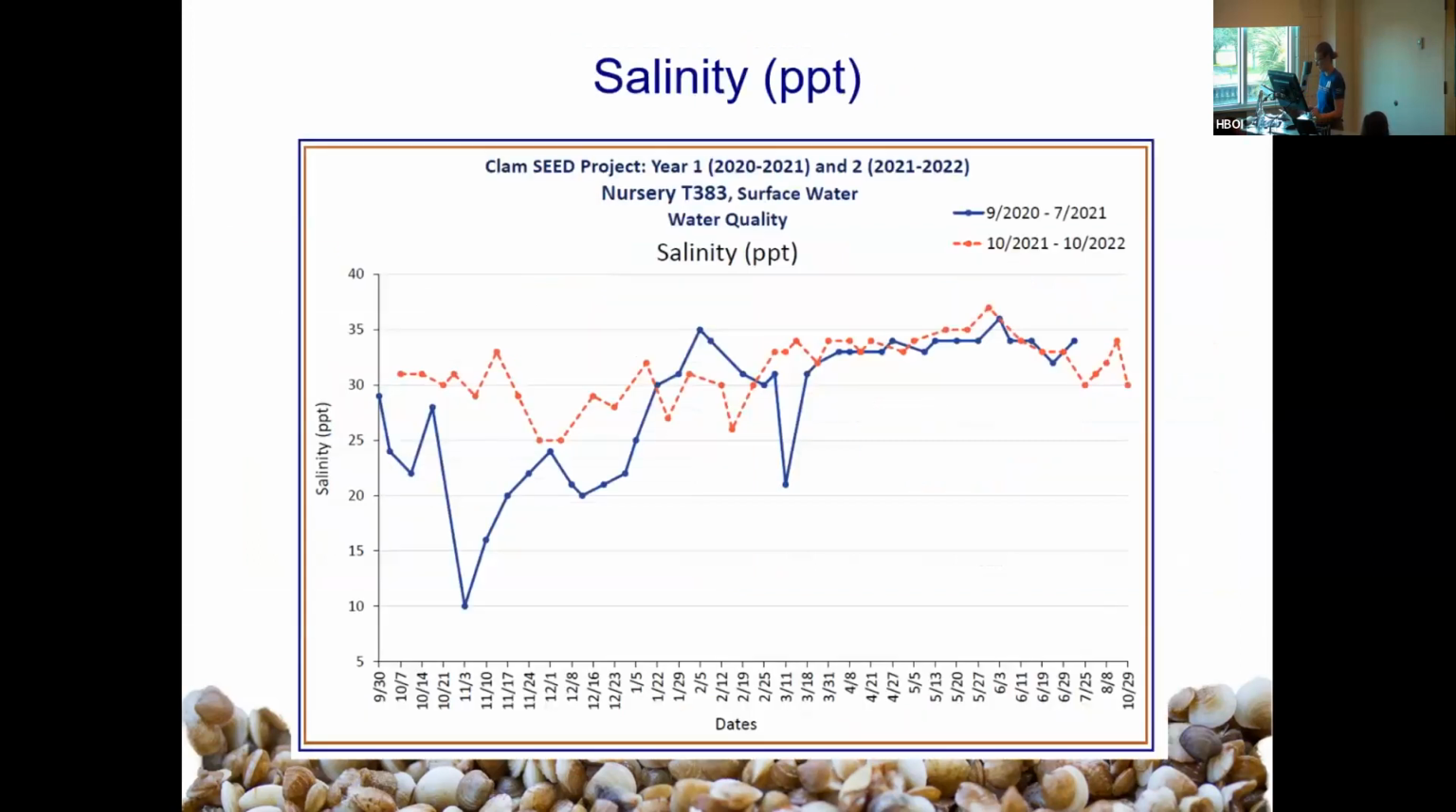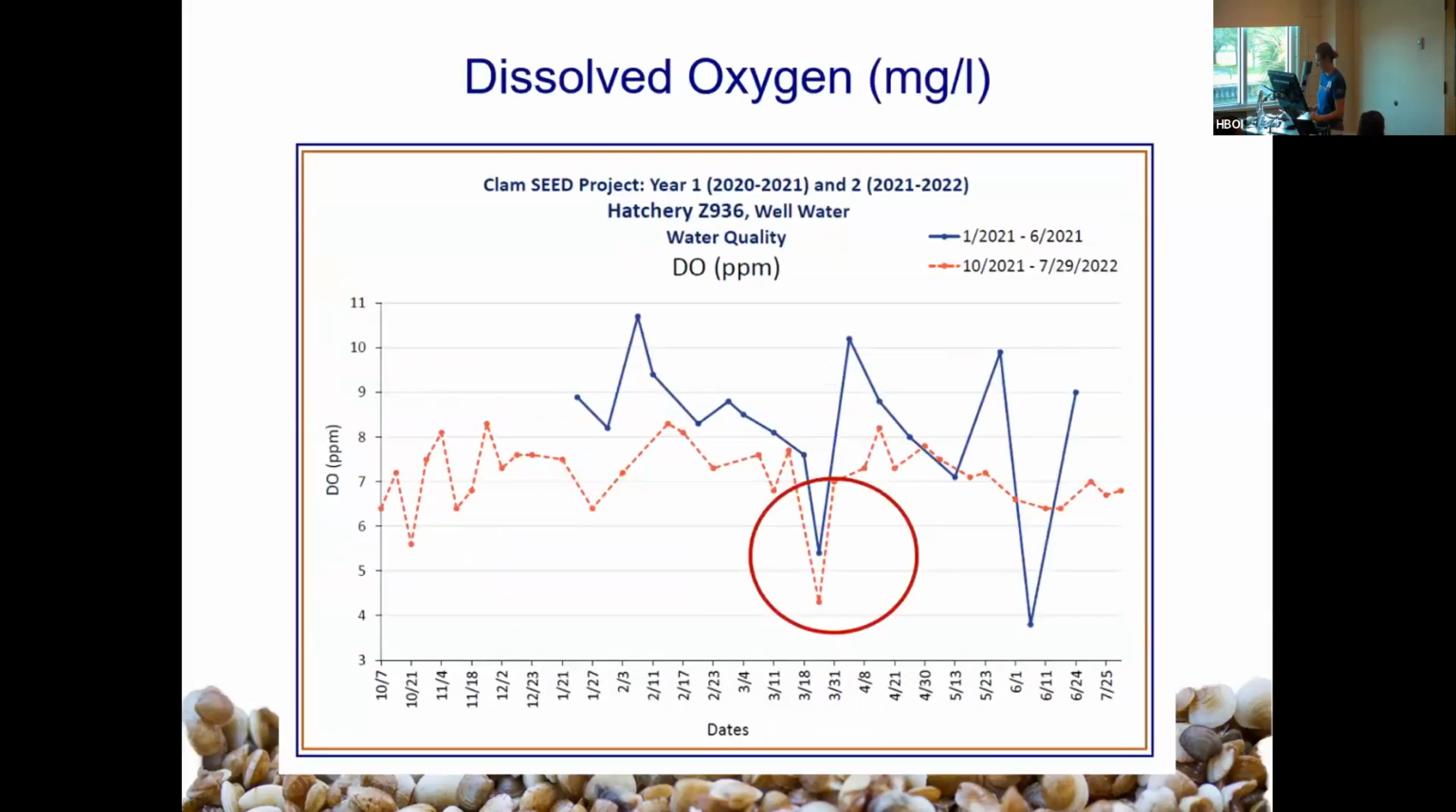Moving to salinity, this is a nursery that uses surface water. And you can see in year one in blue, the salinity dropped in October, probably due to rainfall or runoff from a hurricane that came through around that time. But just like we saw with temperature, you can notice the spring and the summer values as we go through the season coincide for year one and year two.